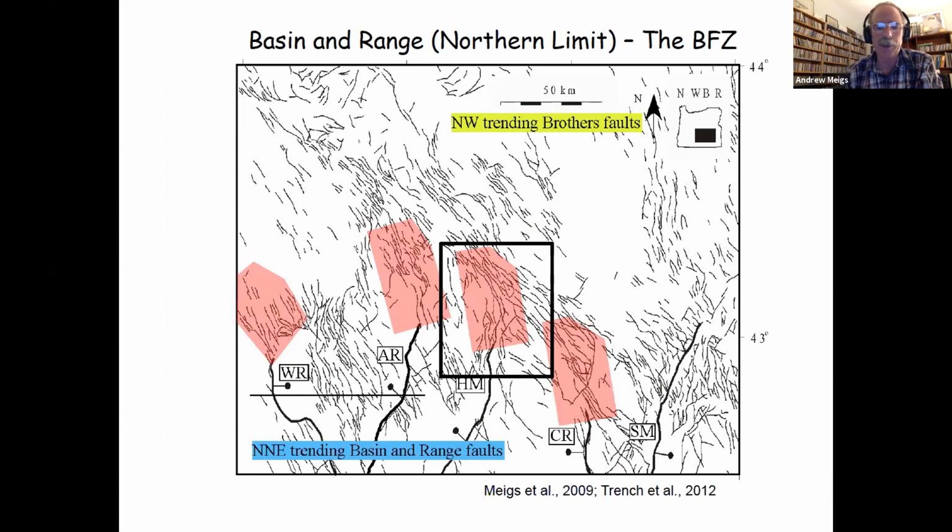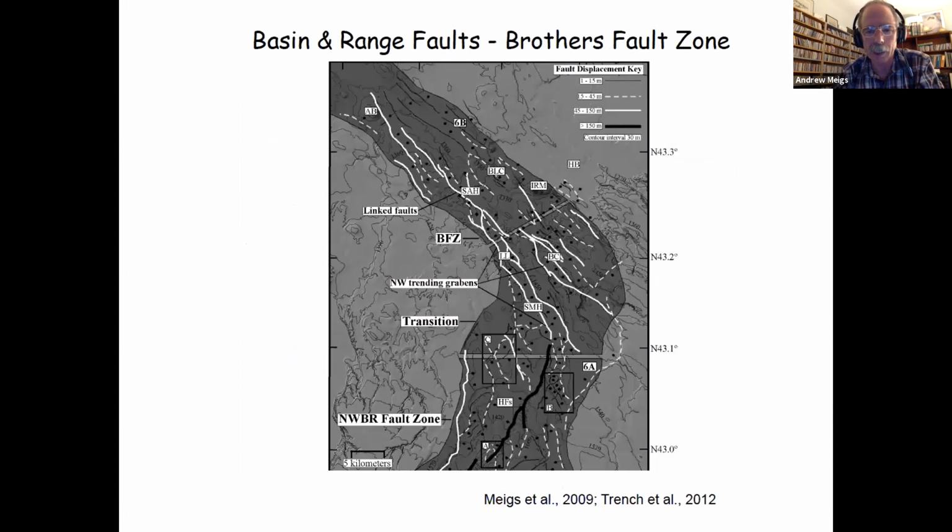But I had a student named Dave Trench who seemingly liked to drive around in the dust. And he worked on the transition between the Basin and Range, which are expressed by some of the major faults here, Winter Rim, Abert Rim, Hart Mountain, and so forth, and asked the question, how does the Basin and Range end at the Brothers Fault Zone? Because this is the other major boundary of the Basin and Range in Oregon.